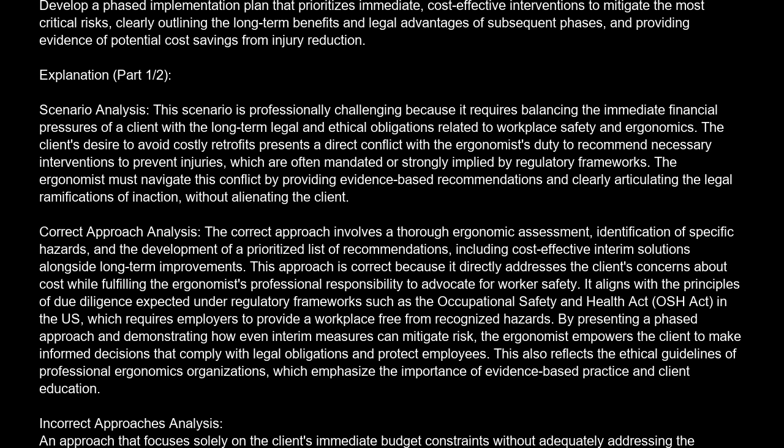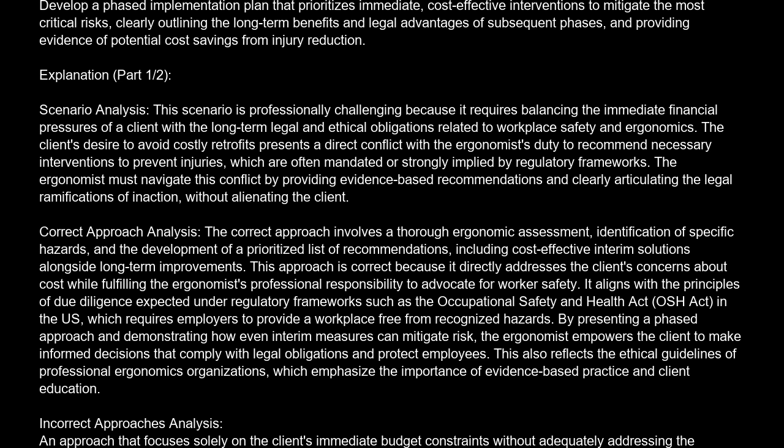The correct approach involves a thorough ergonomic assessment, identification of specific hazards, and the development of a prioritized list of recommendations, including cost-effective interim solutions alongside long-term improvements. This approach is correct because it directly addresses the client's concerns about cost while fulfilling the ergonomist's professional responsibility to advocate for worker safety. It aligns with the principles of due diligence expected under regulatory frameworks such as the Occupational Safety and Health Act, OSH Act, in the U.S., which requires employers to provide a workplace free from recognized hazards.